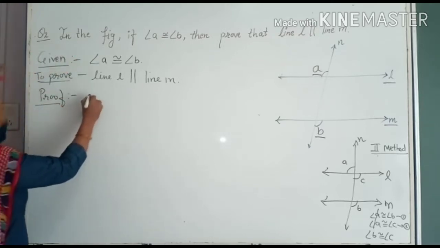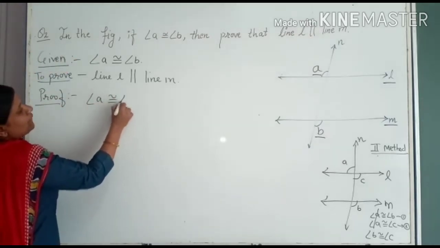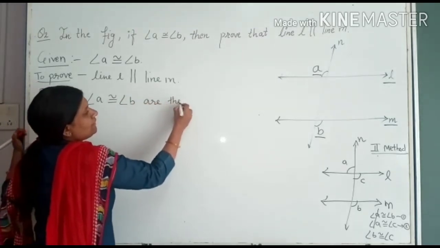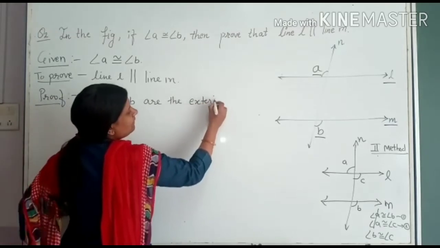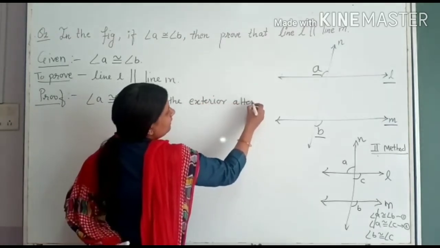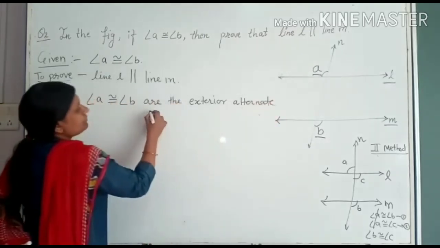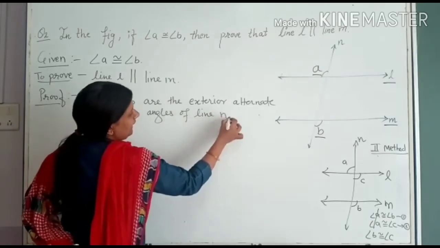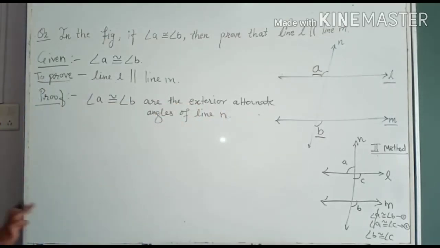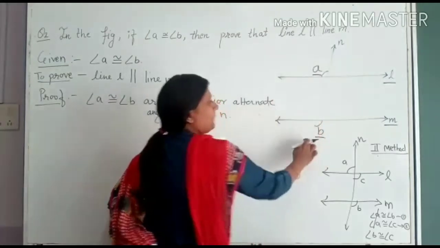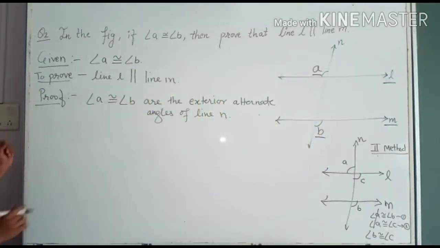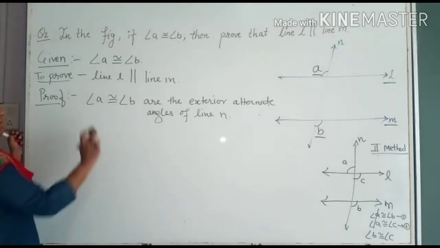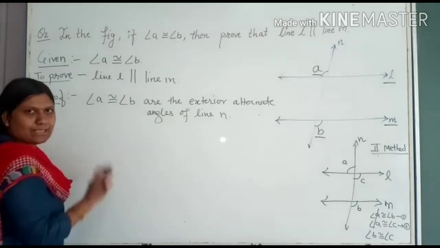Now we will write what is given to us. Angle A is congruent to angle B, right? These are the exterior alternate angles of line N. We are considering these as the exterior alternate angles formed by line N on the opposite sides. Now what we have to prove: L and M are parallel to each other. Angle A and angle B are the exterior alternate angles of line N.